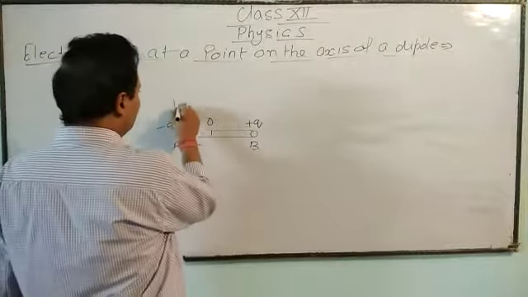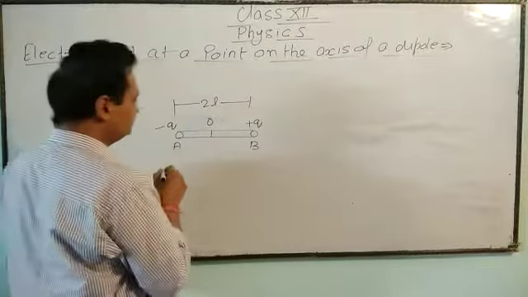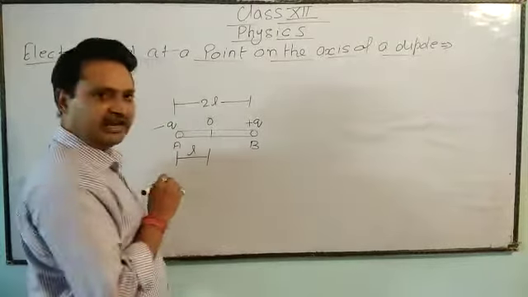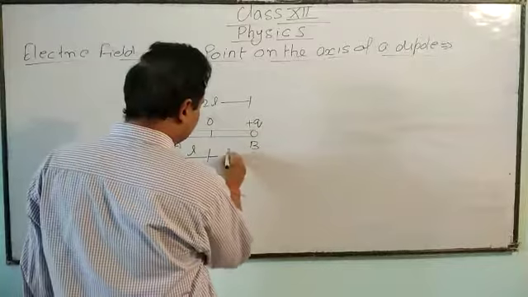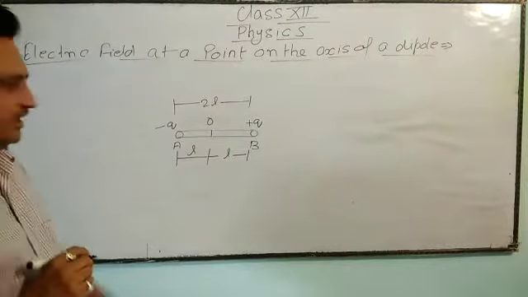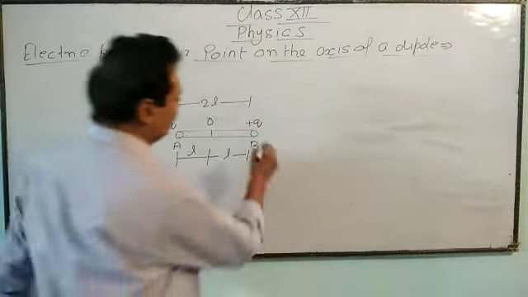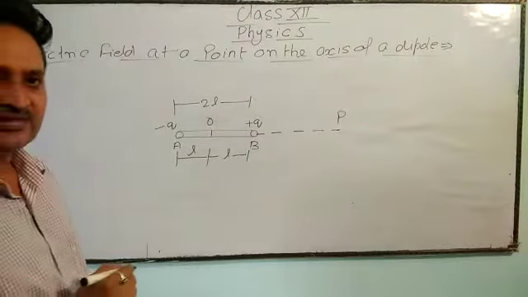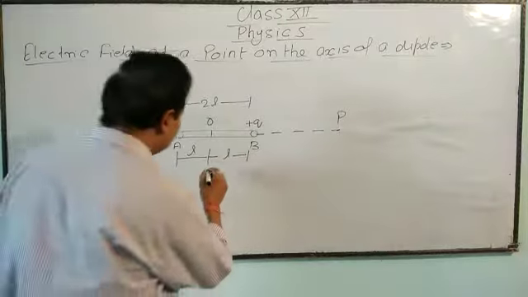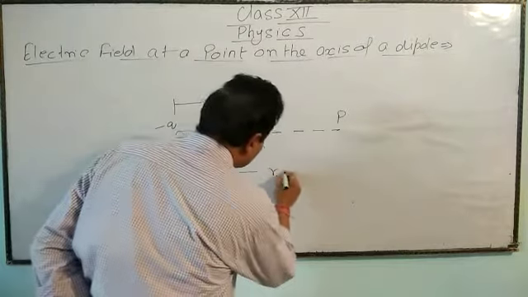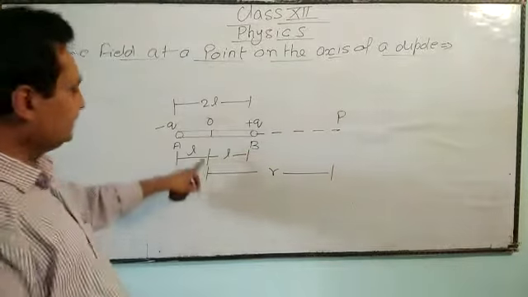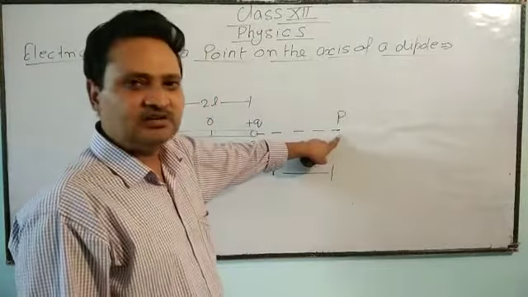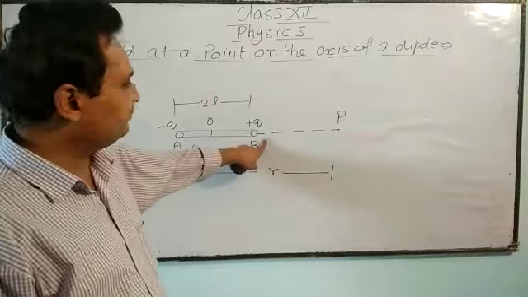Let the length of the dipole be 2L, and the distance between O and A is L, and the distance between O and B is L. Now, this is a point P on the axis of the dipole, and the distance between O and P is R. Find the electric field at the point P due to this dipole.